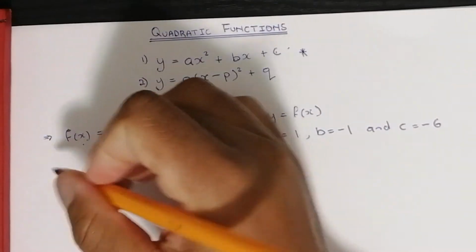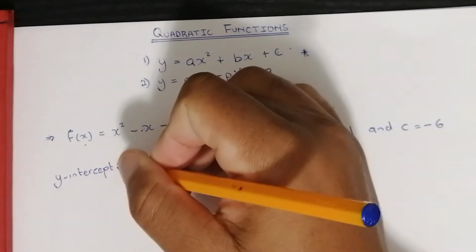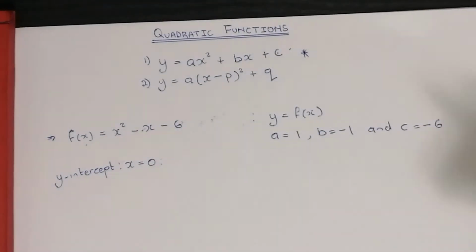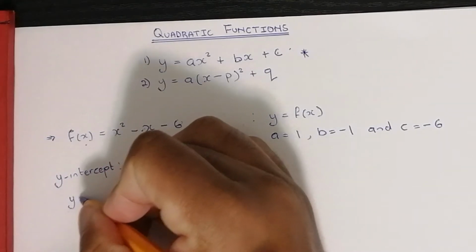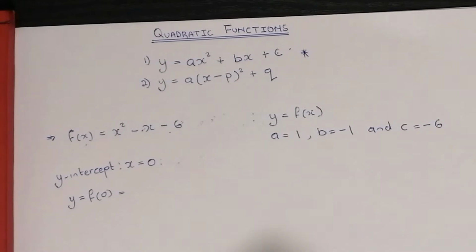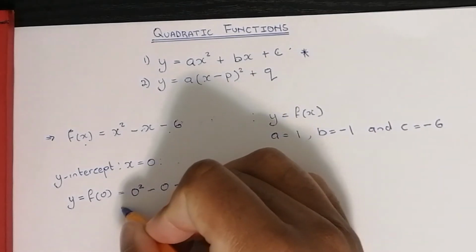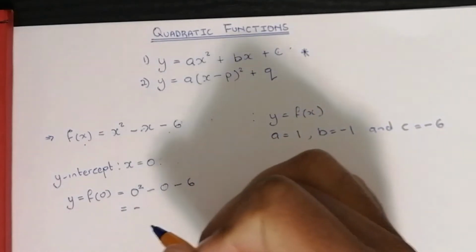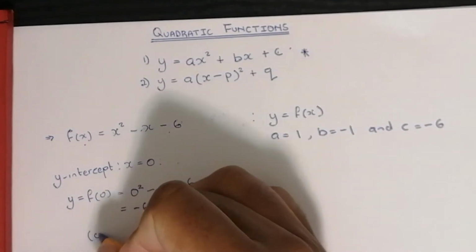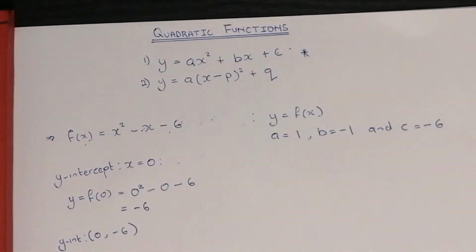And so what we first want to do is find the y-intercept. So to find the y-intercept, we set x to 0. So we set x equals 0, and that just gives us y equals f of 0. Then everywhere you see an x, you substitute 0. So it's 0 squared minus 0 minus 6, and that equals minus 6. So our y-intercept is at the point (0, minus 6). Just write this y-int.